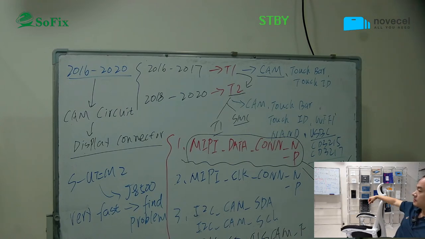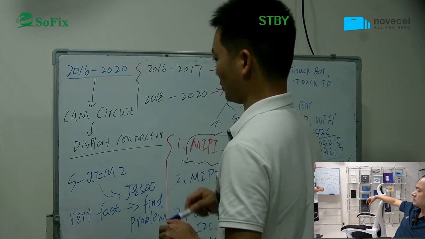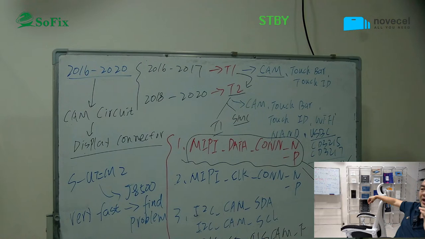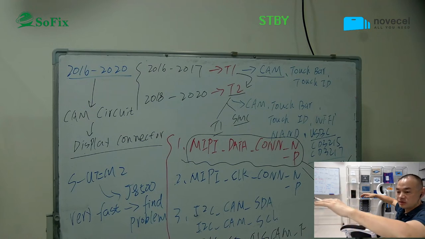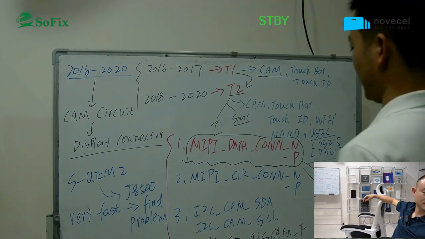Now I tell you about the display: MacBook Pro 15-inch, no display, the repair method. The first topic about the camera is over. The method we have explained, so it's over. So now let's jump to the second topic. From here, it's like a separating line. The first one is about the camera, but now let's go to the second topic.